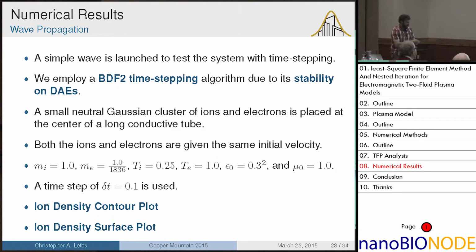Here, what you're seeing is number density. I set up a small cluster of ions and electrons, and I shove them to the right in this case. And you see a steep gradient on the back of it form here as it propagates forward. It's easier, I think, to see in 3D here. So that's really what you're seeing. You see this spike up, and then a steep gradient forms on the backside of this propagating wave to the right.